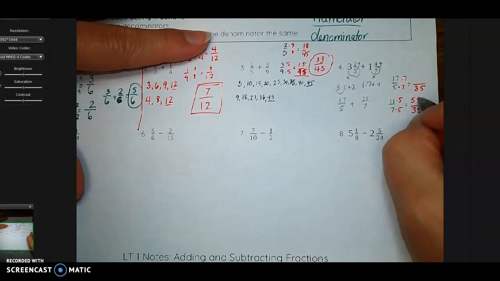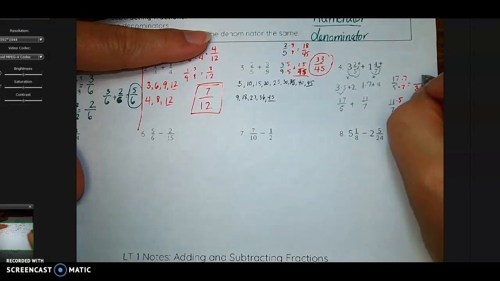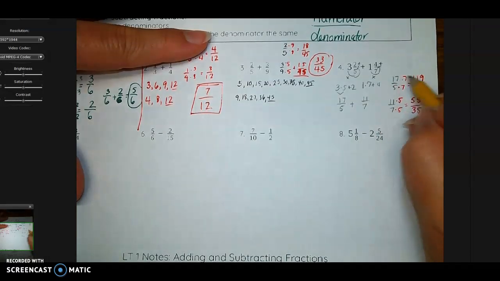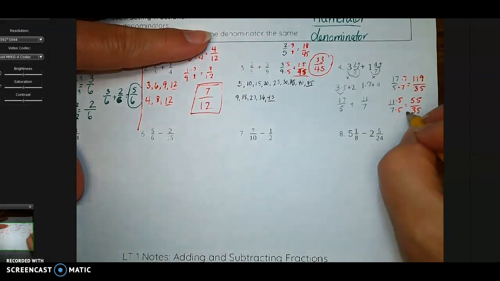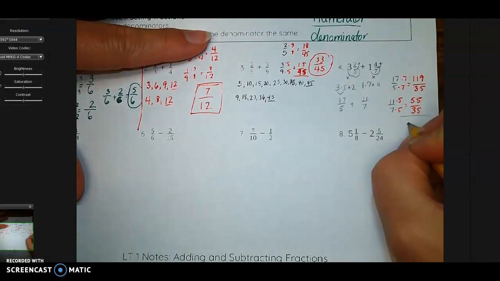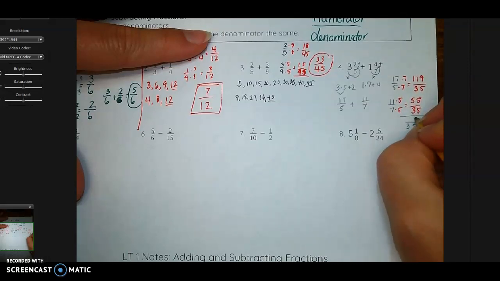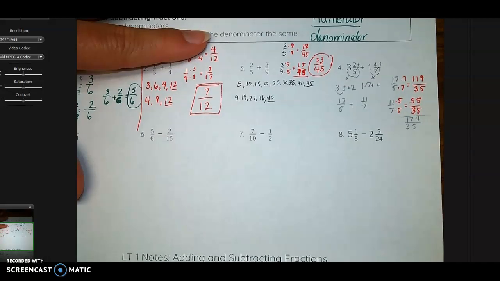11 times 5 is 55. 17 times 7 gives me 119. 7 times 7 is 49. Put down the 9, carry the 4. That's where I got the 119 from. When I add those up, I'm going to come up with 35 in the bottom, and I'm going to get 174 on the top. I'm going to need to turn that back into a mixed number, so I'm trying to think how many 35s go into 174.